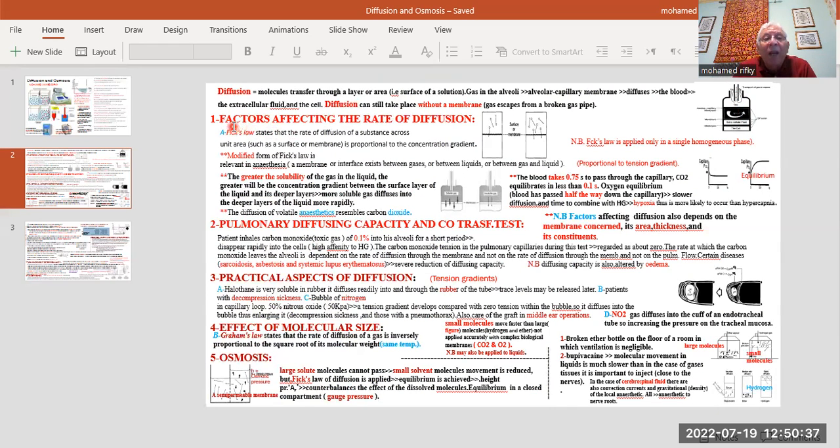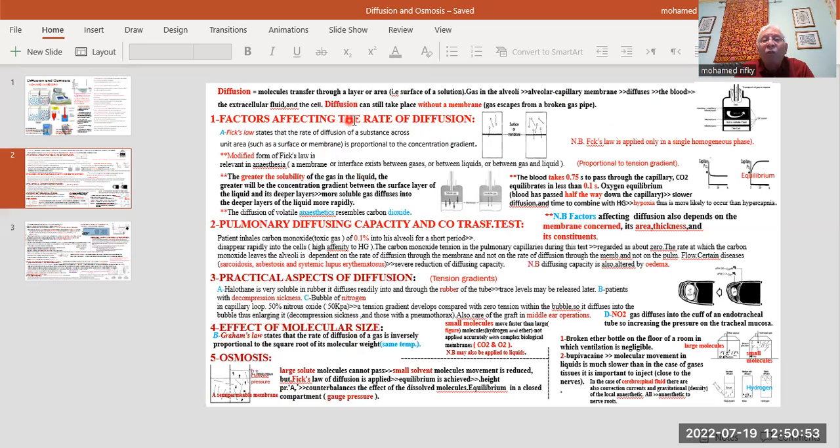The first item is the factors affecting the rate of diffusion. We're going to discuss mainly two items. Of course, this figure you can increase. I had a problem illustrating it in the PowerPoint, so you can later on increase the size of this slide.